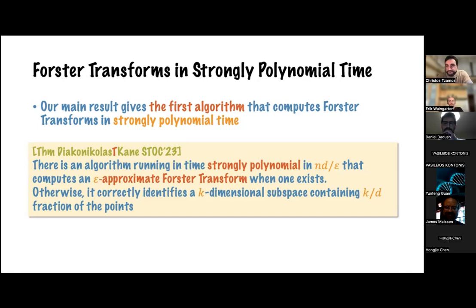Christos, maybe you can say a bit about how the weakly polynomial time algorithms work. Right. Essentially, these weakly polynomial time algorithms define an objective function, and there are many different processes. They try to optimize it by running a process like gradient descent. In order for them to be successful, they require some properties about your original point set.